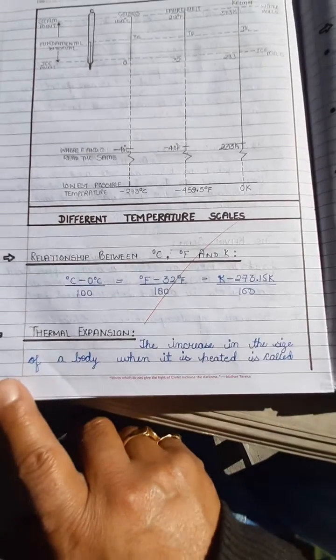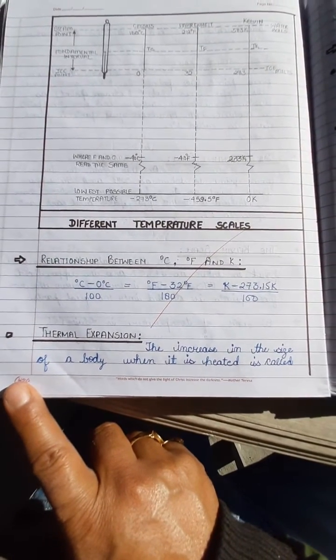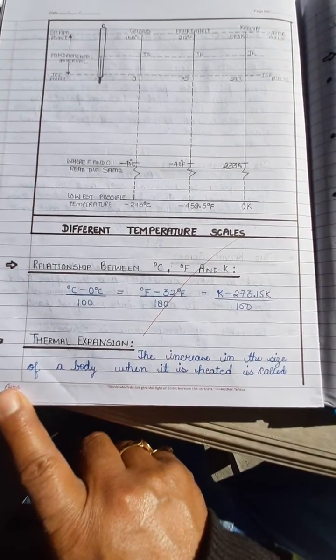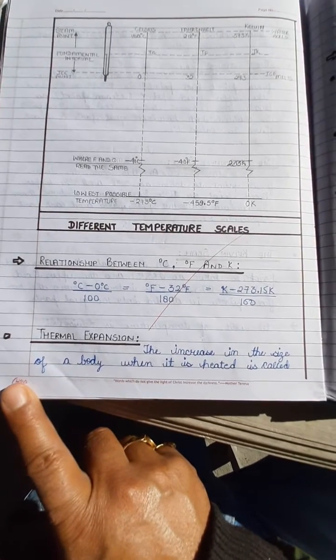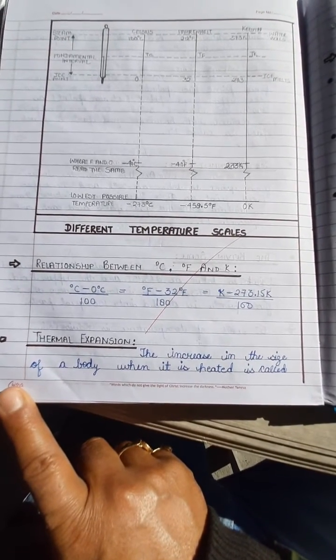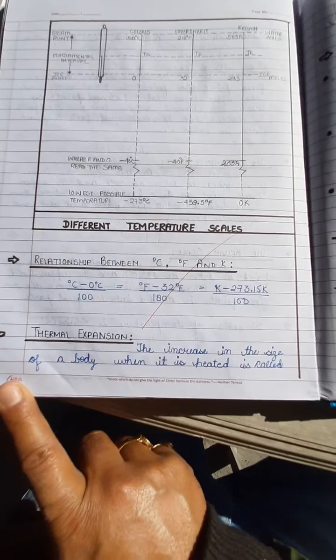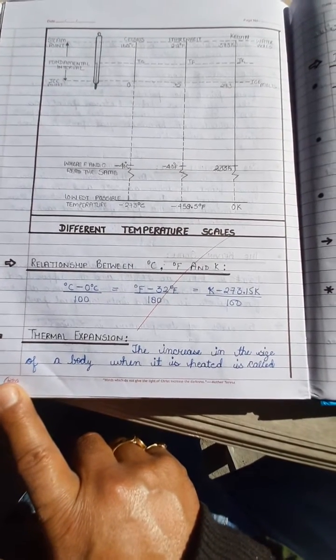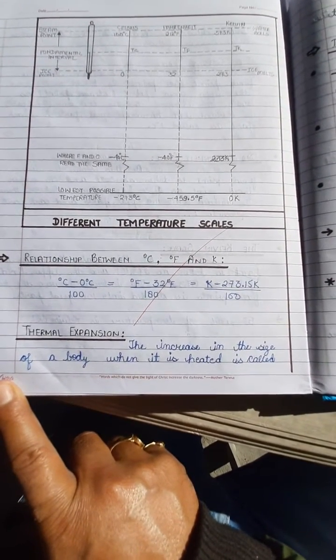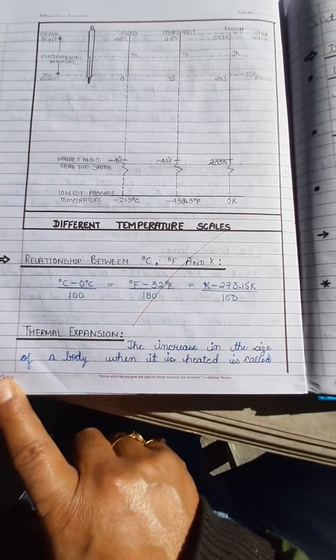On the previous occasion, I had taught you about the relationship among the various scales. So today I am telling you about thermal expansion. Thermal means heat. With the help of heat, how a material gets expanded, that is called thermal expansion.